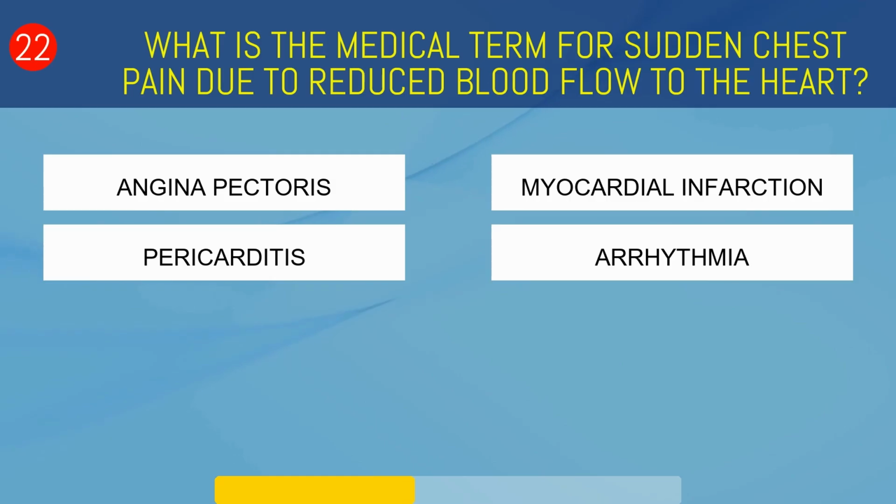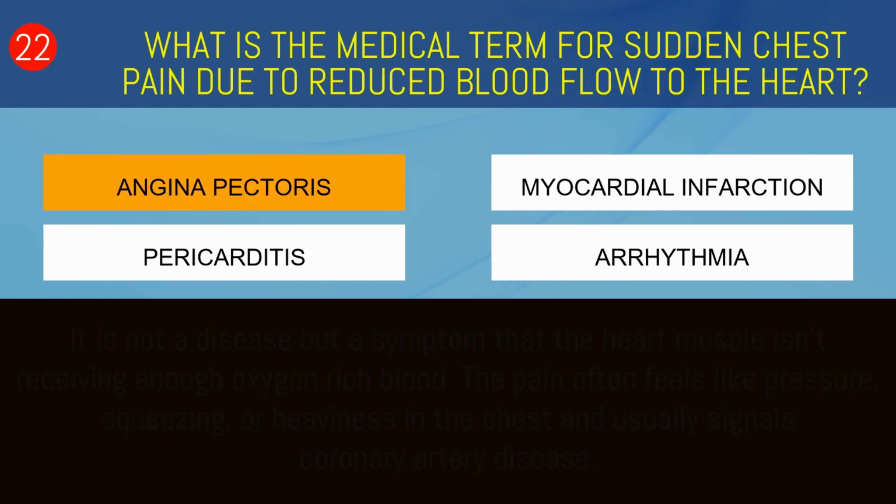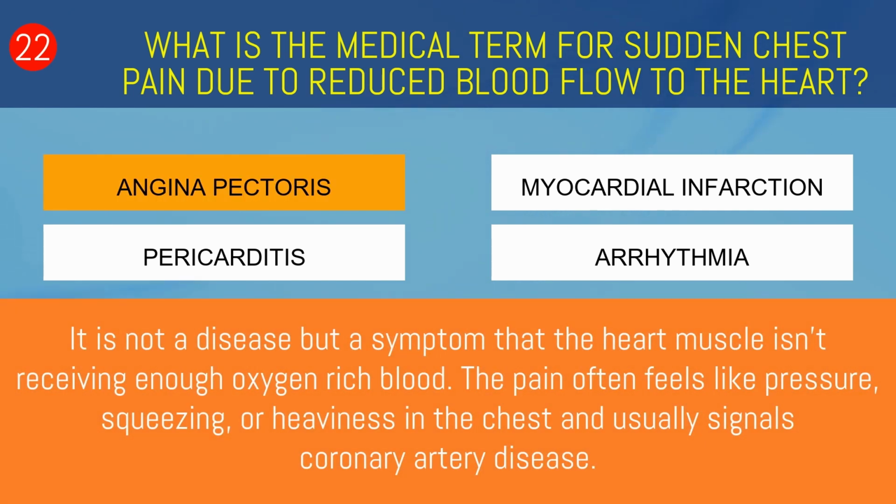What is the medical term for sudden chest pain due to reduced blood flow to the heart? Angina pectoris, pericarditis, myocardial infarction, or arrhythmia? Angina pectoris. It is not a disease, but a symptom that the heart muscle isn't receiving enough oxygen-rich blood. The pain often feels like pressure, squeezing, or heaviness in the chest, and usually signals coronary artery disease.